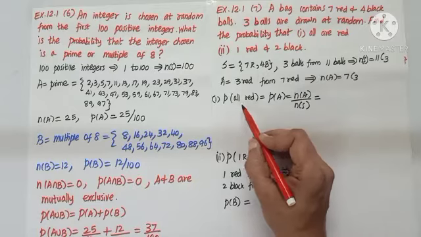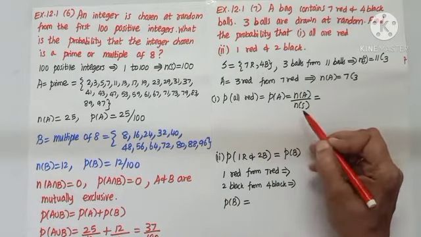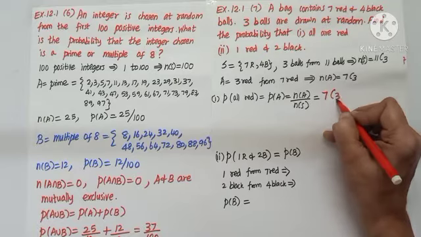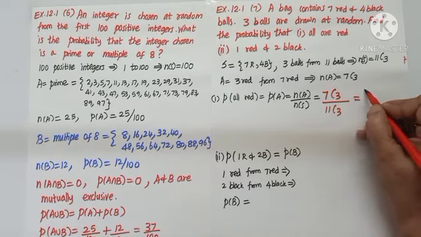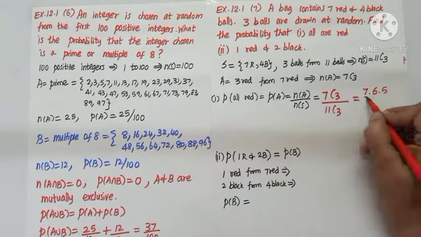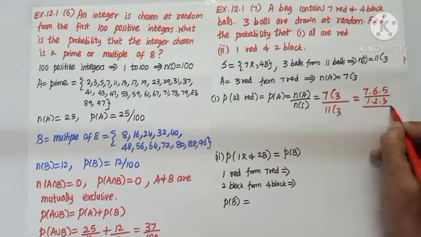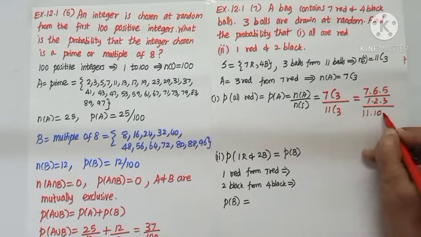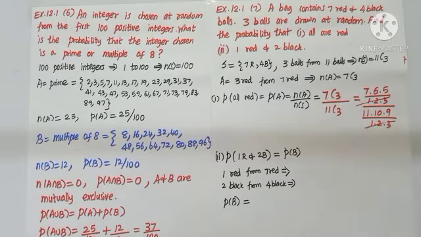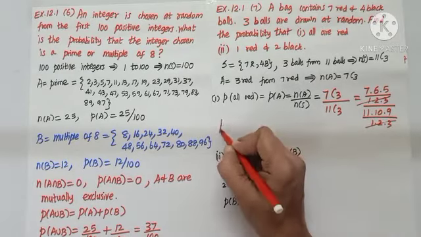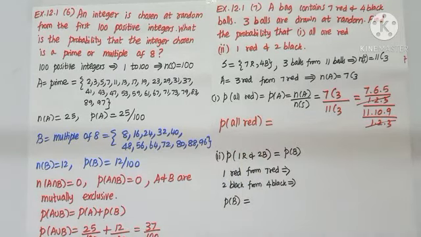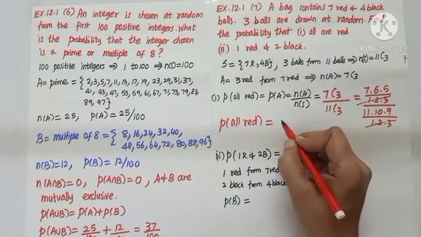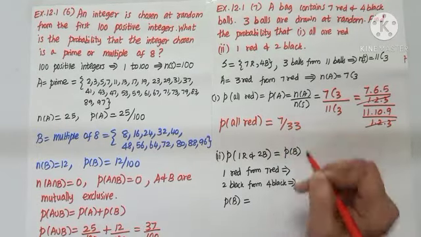So for getting all to be red, the probability is N of A by N of S. That is 7C3 by 11C3. 7C3 is 7, 6, 5 by 1, 2, 3, by 11C3, 11, 10, 9 by 1, 2, 3. As we cancel 1, 2, 3 and 1, 2, 3 and simplify further, we get the probability of all the balls to be red is 7 divided by 33.